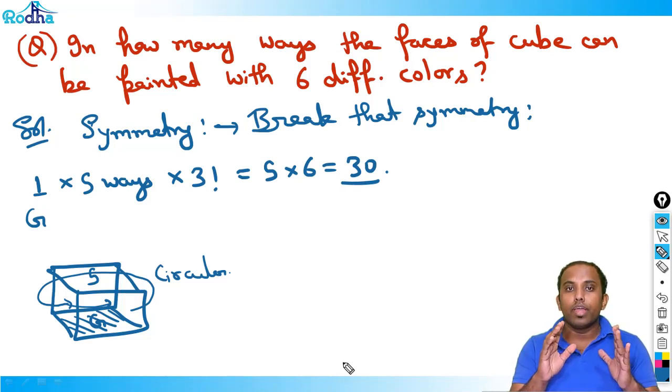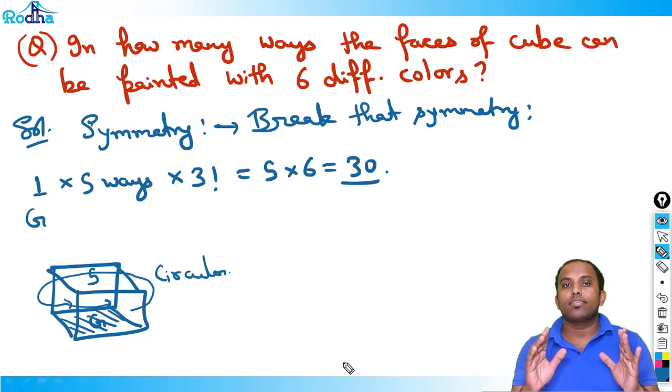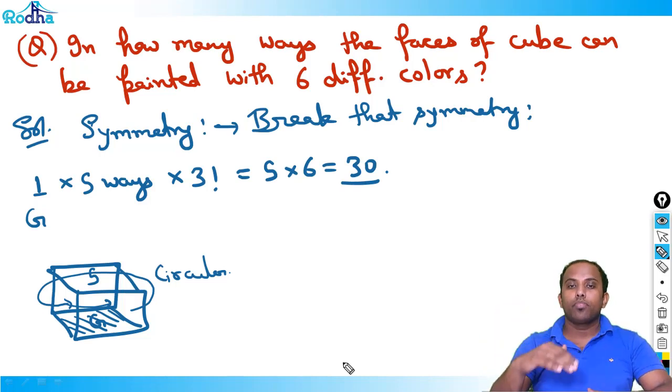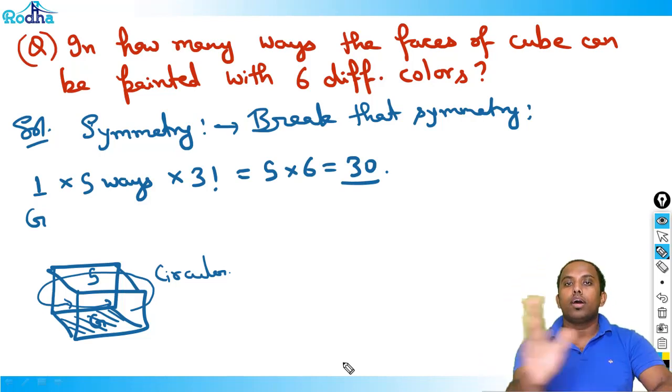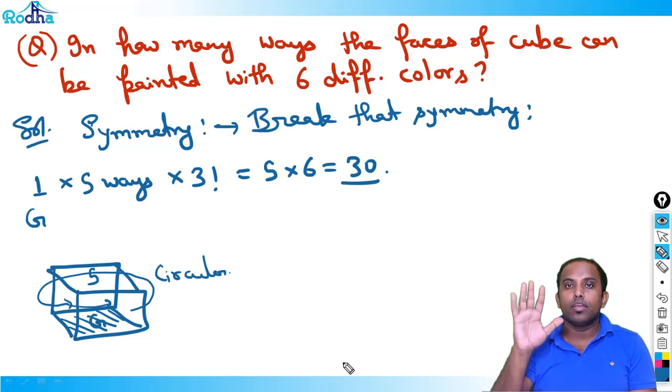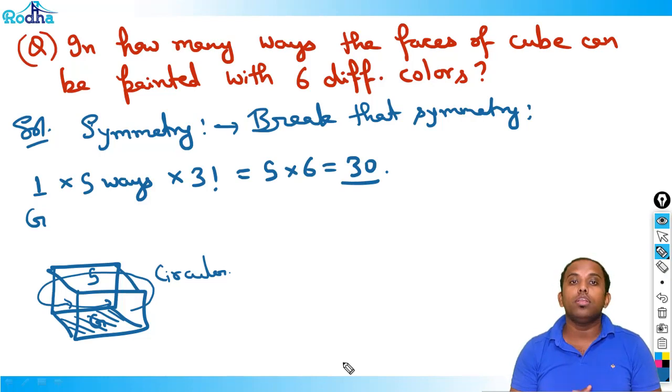So we have six faces initially. It is symmetry because all are looking the same. So let's paint any one side. I can do it in only one way because all faces are the same. After breaking the symmetry, the cube stands vertical, so there's a bottom and top and these four in a circular arrangement. Bottom in one way, that is the first color, opposite face in 5 ways, and then circular arrangement of 4 things. Circular arrangement of n things is n minus 1 factorial, so for 4 things it is 3 factorial, and 30 is the answer.